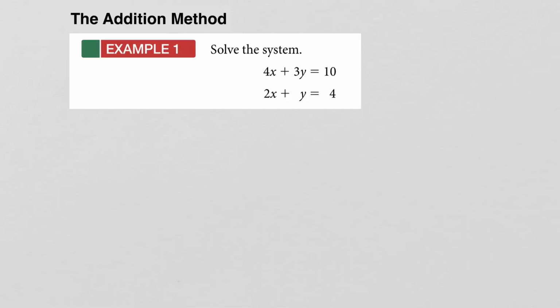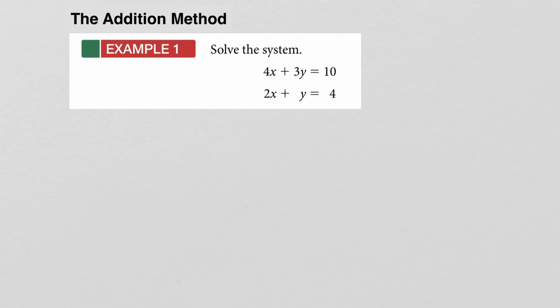The first method is called the addition method, and this is a method that uses addition. We are simply going to add the two equations together to see if we can cancel out one of the variables. Now, if you notice right here, if you add these equations, 4x plus 2x is going to be 6x, 3y plus y is 4y, and 10 plus 4 is 14. Nothing canceled out. So before we can add these, we need the coefficient of the same variable to be opposites of each other in each equation.